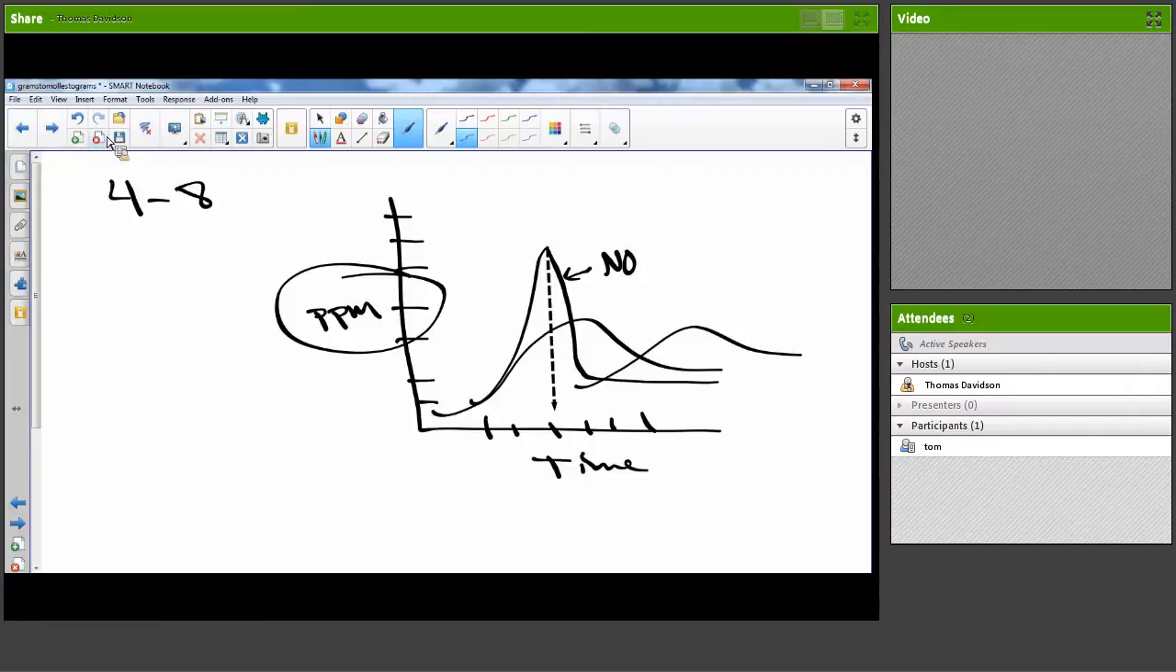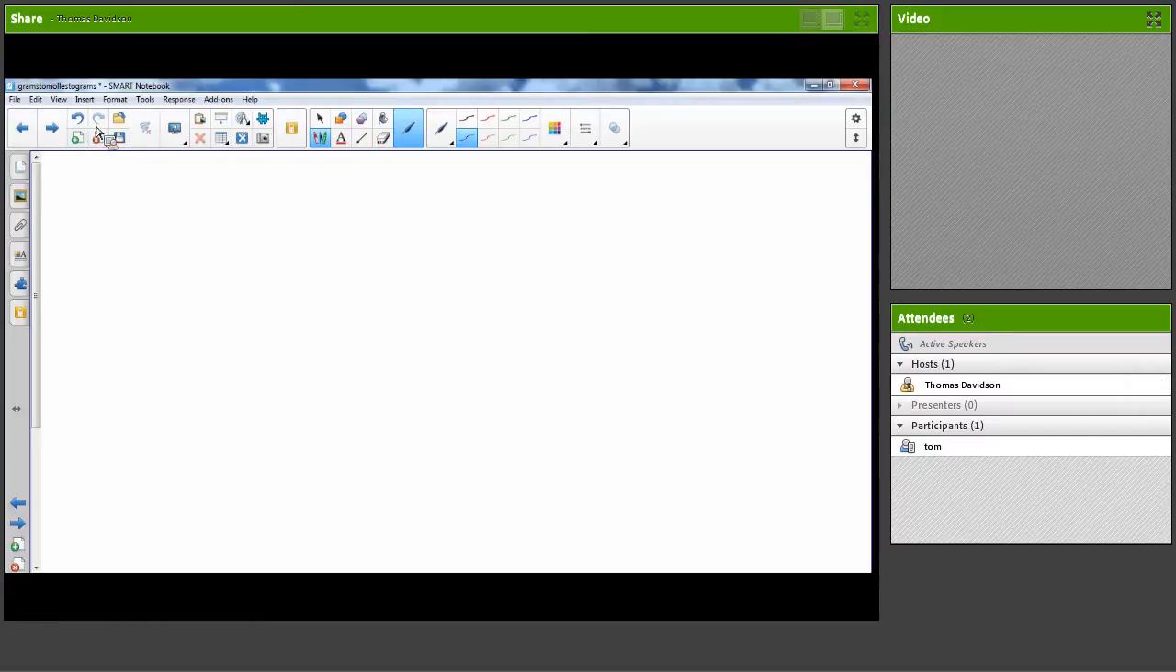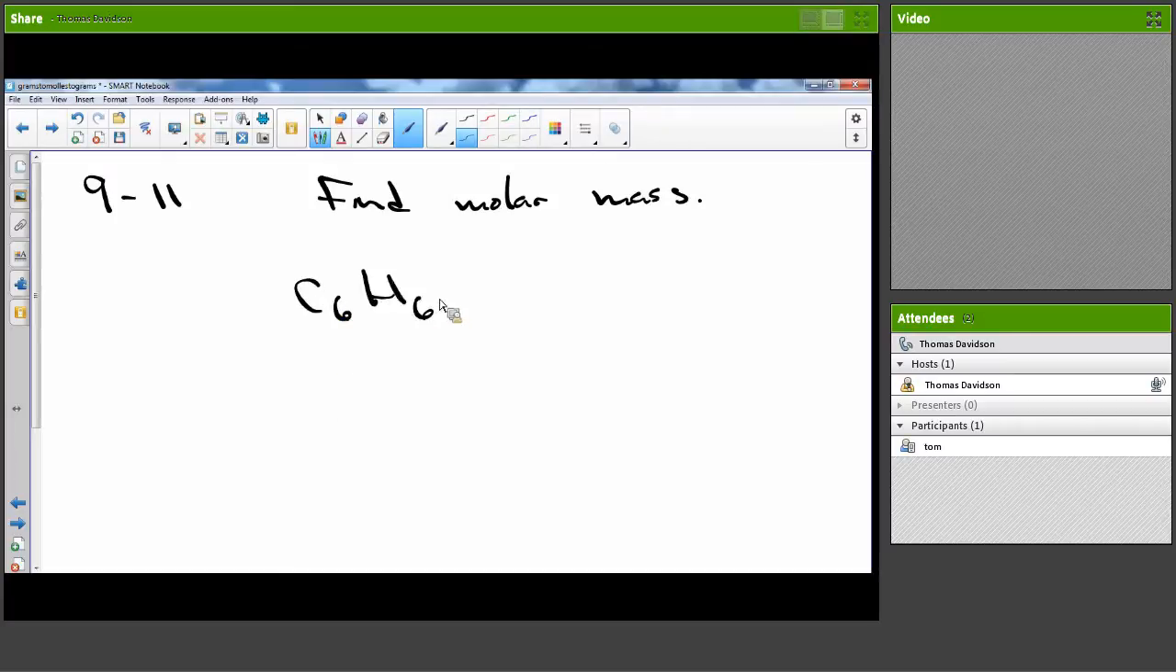Okay, then, hold on, let me turn this over. Questions 9, 10, and 11. Those are very simple. You have to find molar mass. I'll give you one of them. It says C6H6. This is the question for one of those three.